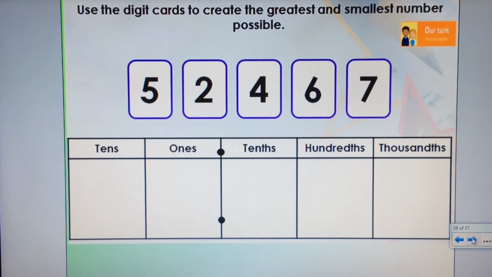Okay, the next question is a bit of a problem-solving one. It says use the digit cards to create the greatest and smallest number possible. So you're using these cards in any order, putting them into the place value columns to find the greatest number, and then use them again to find the smallest number. Think about your place value, pause the video and have a go.